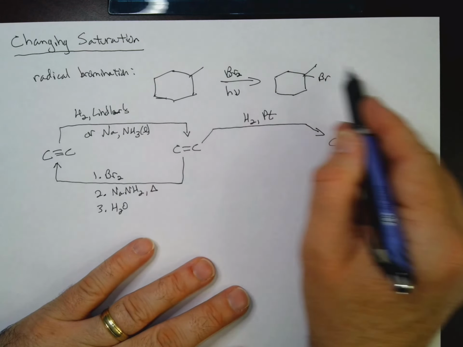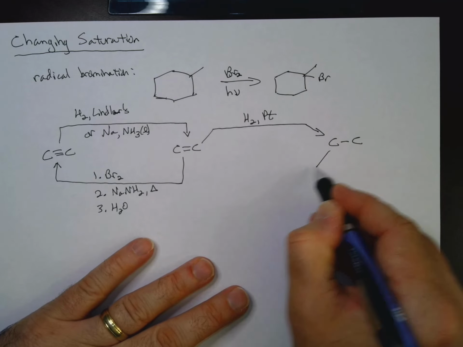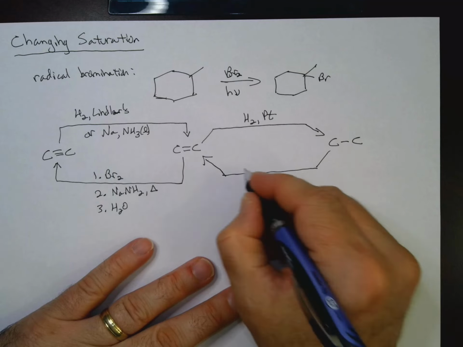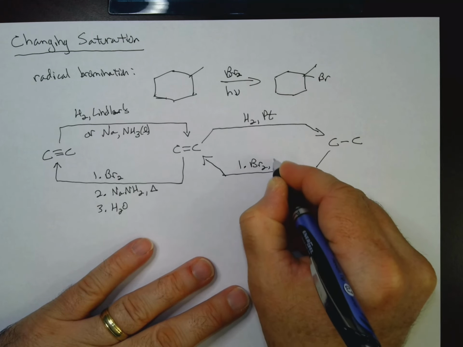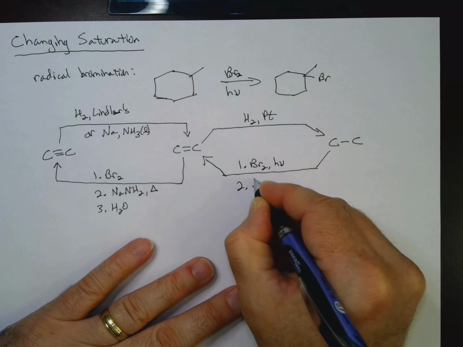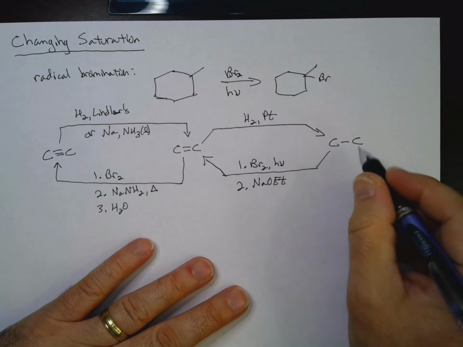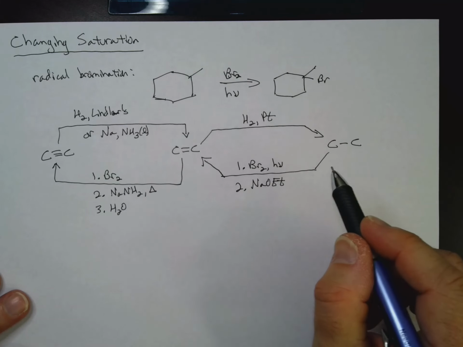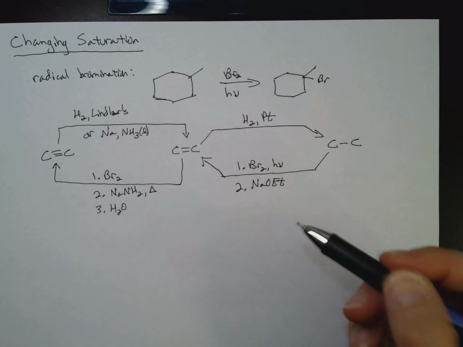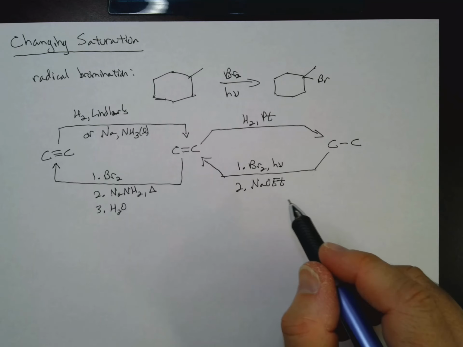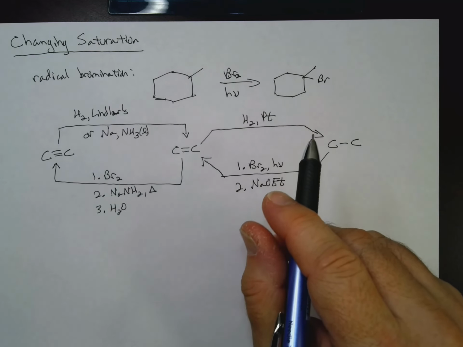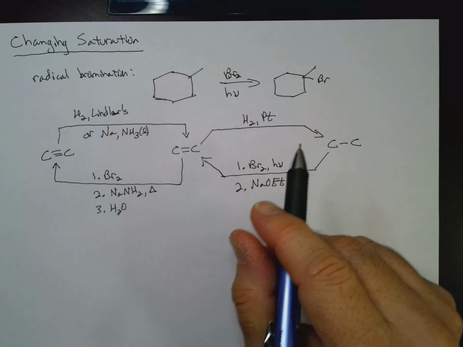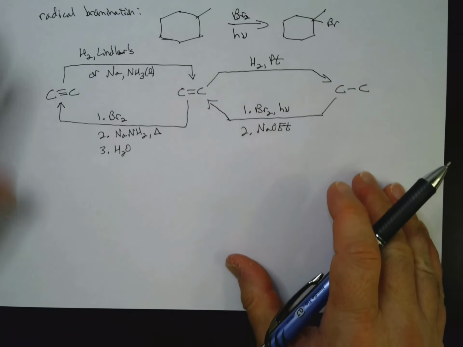But using this reaction up here, Br2 and hν, followed by NaOEt, I'll introduce a bromine, and then now that I've got that leaving group, I can go ahead and do an elimination. So we can change our double and triple bonds around some as well. So let's take a look. We'll do maybe one more example here.